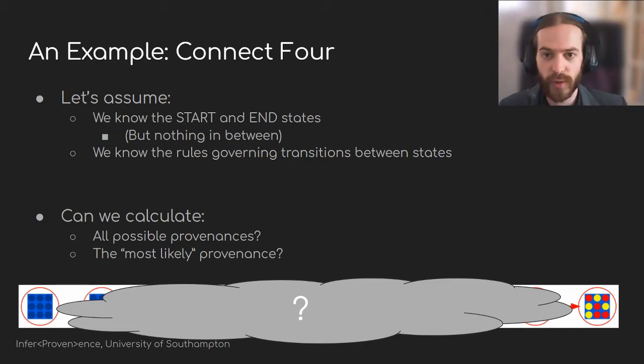And similarly, we know what the final state of the game was, again, either because we've been able to attribute resources to that, or because this is the state that the board is currently in, so we're able to observe it. But we haven't been able to observe any of the states in between. So can we calculate from this the possible set of provenances, and can we do anything to look at which one of those is perhaps the most likely provenance?